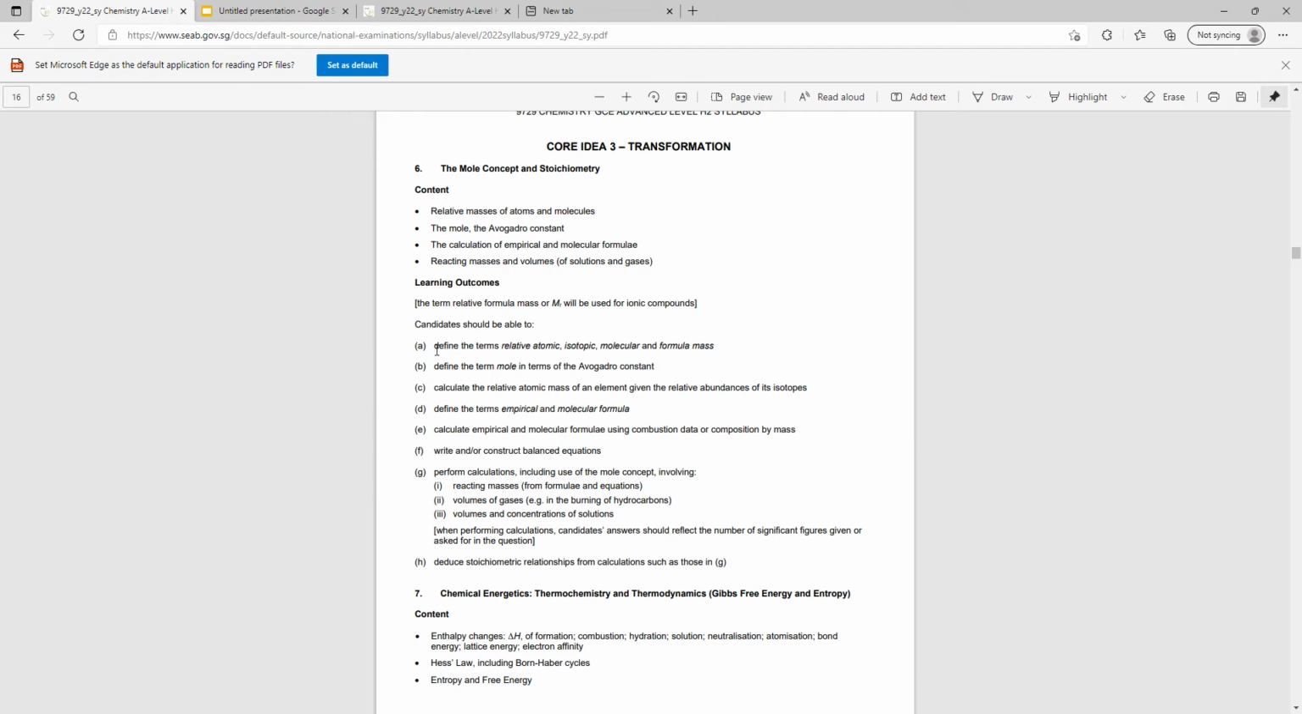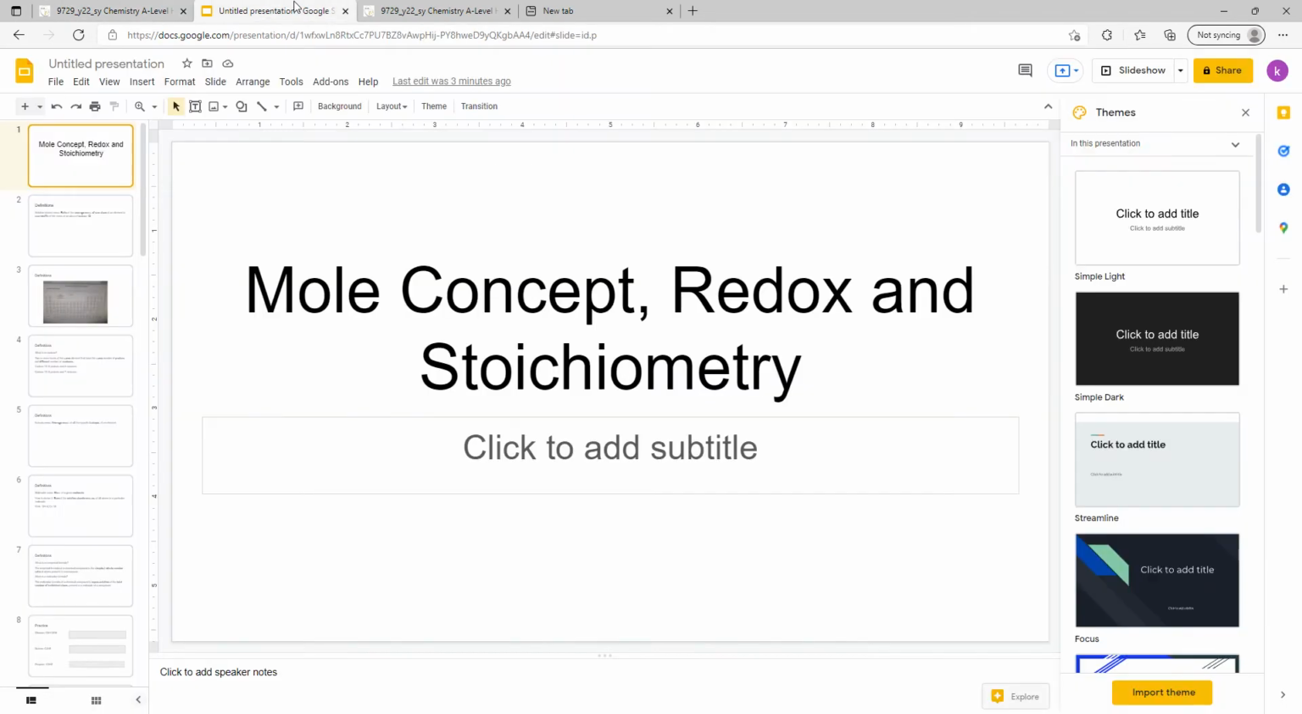As you can see from part A, B, as well as part D, we need to know some various terms which we will cover later, of course, as well as know how to apply some calculations. You should be quite familiar with this from your secondary school chemistry lessons, so today will be more of a recap rather than learning new content. So without further ado, let's dive in.